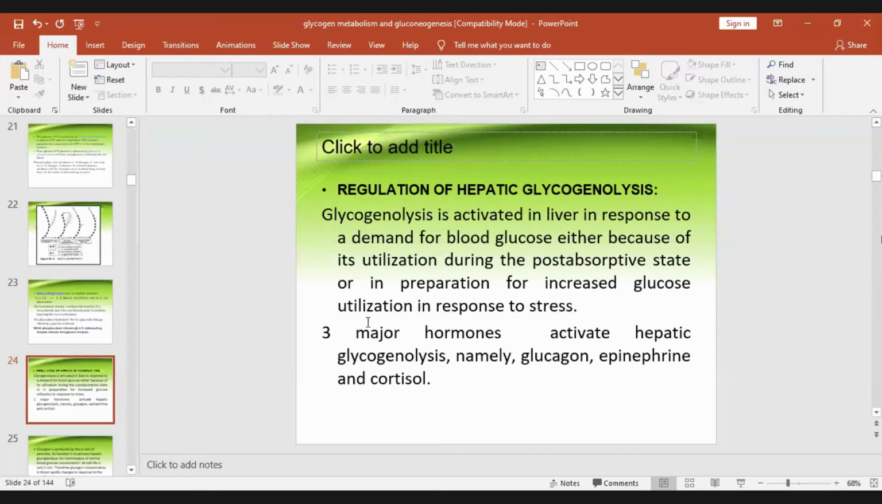Glycogenolysis is activated in the liver in the fasting state. And three major hormones activate hepatic glycogenolysis. So it is not only in the fasting, post-absorptive state, but following acute stress and chronic stress also it is released. Let us see how it is regulated. Three major hormones activate this hepatic glycogenolysis: glucagon, epinephrine, and cortisol.